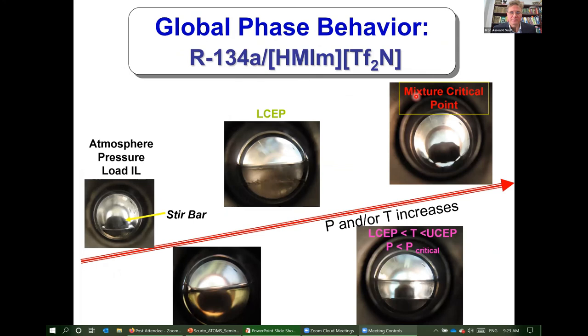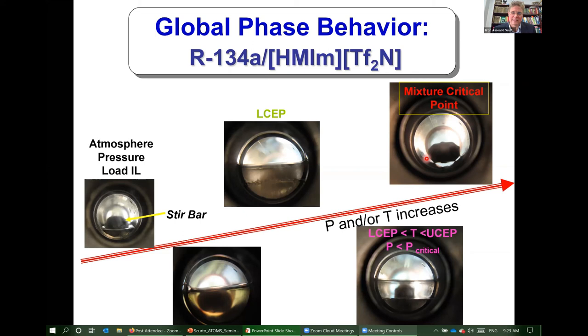And just to show some pictures of what some of these transitions look like, we load up our view cell and you'll see a little stir bar in the center there. We start pressurizing with R134A, where we get vapor-liquid equilibrium, and you can see we do get a decent amount of swelling of the ionic liquid. CO2 swells ionic liquids very little, maybe at most 10%. But here it can be several hundred percent, just like normal gases with organic solvents.